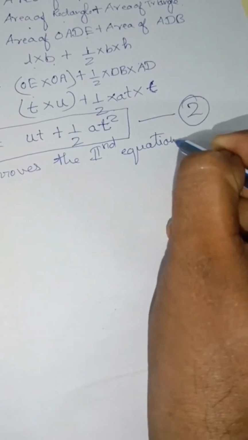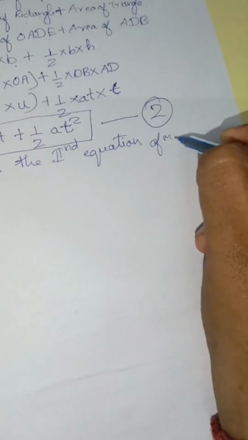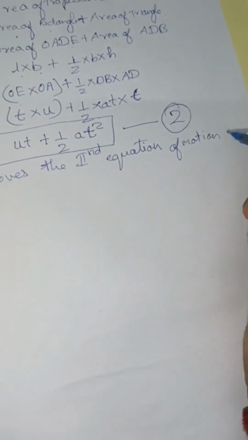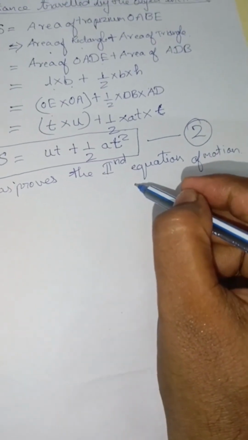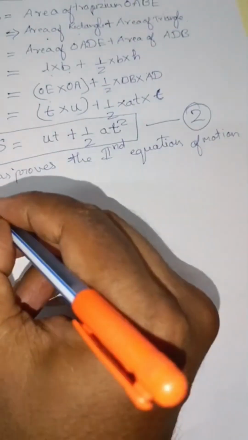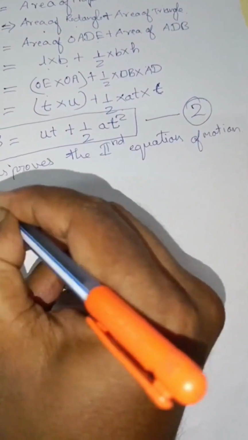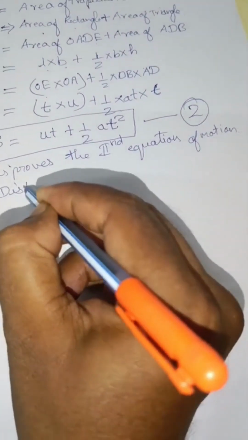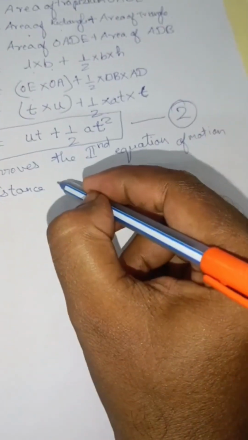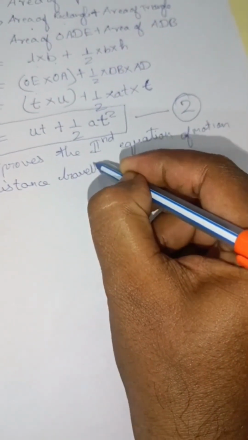This proves the second equation of motion. Now we are also going to talk about the third equation of motion. Let us start the third equation of motion as well. So, distance traveled by the object in the time t.